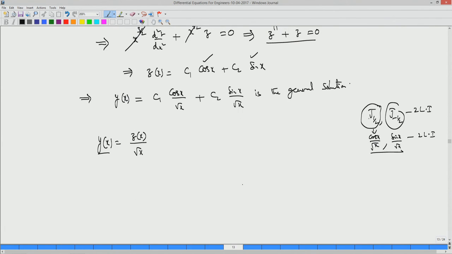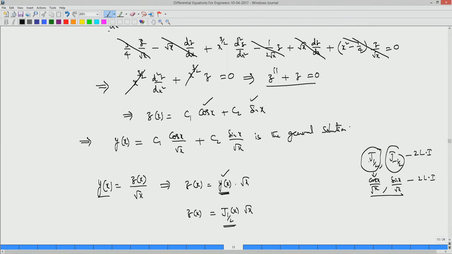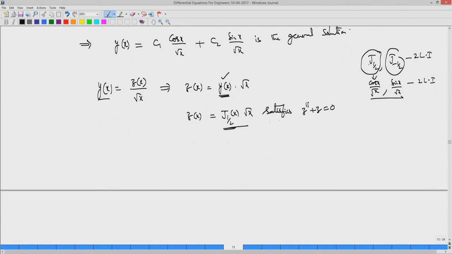So let me explain properly. This implies z of x equals root y of x into root x. So, if I choose y as J half of x, then root x into J half of x is also a solution. That means z of x will be like this. Once I choose this, root x into J half is the solution of this transformed equation. This satisfies z double dash plus z equal to 0. So, this is one solution of this equation.